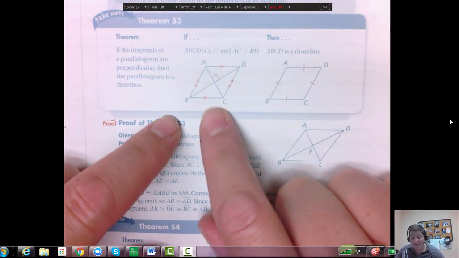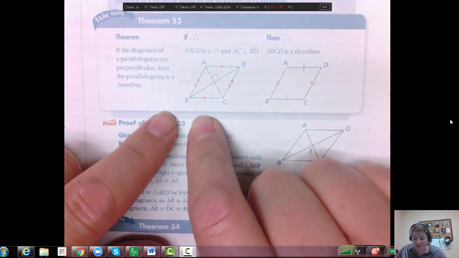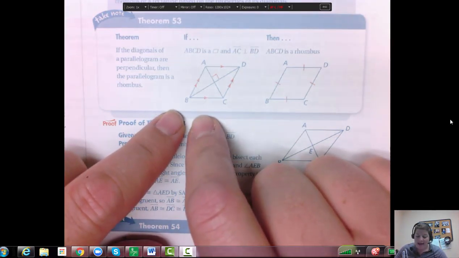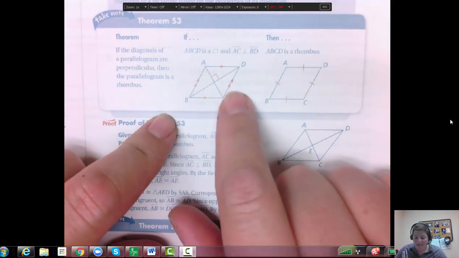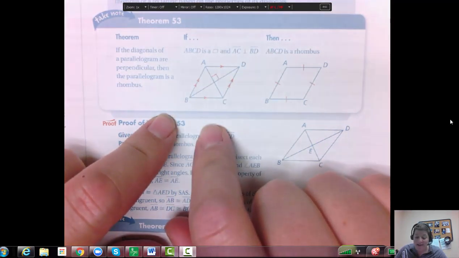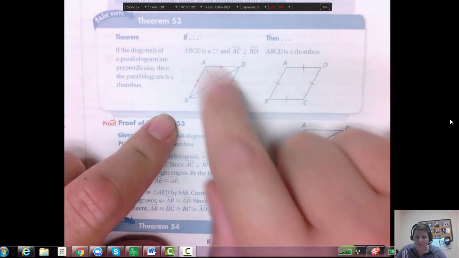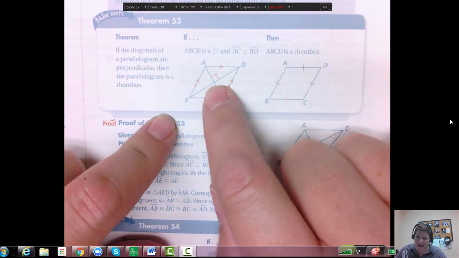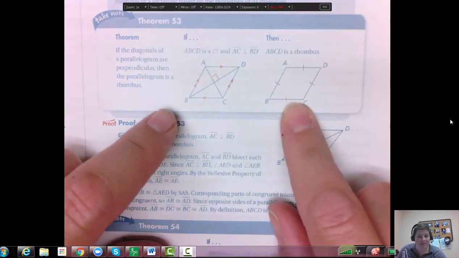This is theorem 53, and you can see that this first one says that ABCD is a parallelogram, that's why they would have the opposite sides parallel, and that AC is perpendicular to BD. So that means they meet at a 90-degree angle. So if we have this information, we can prove it's a rhombus.